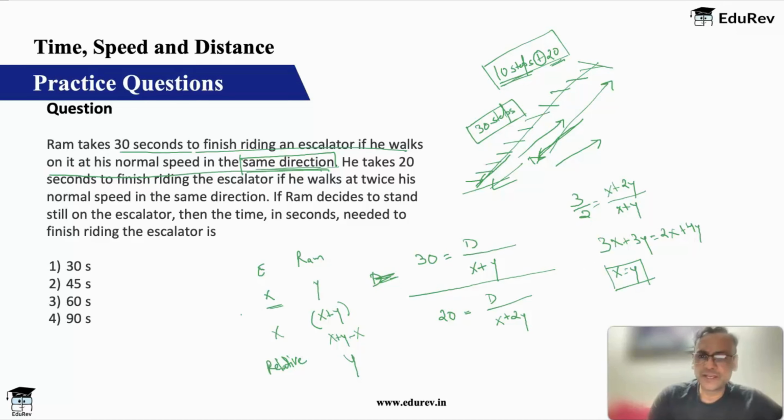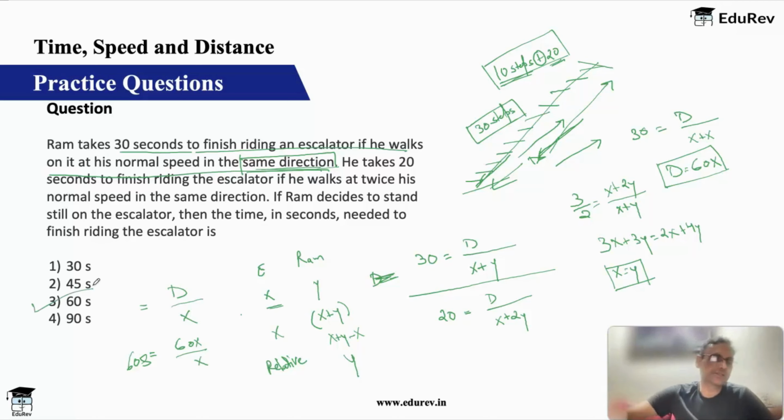Okay, distance also then we can calculate in terms of x or y. So 30 is equal to d upon x plus x, or 2x. So d is equal to 60x. Okay, then the question says if he decides to stand still on the escalator, then the time taken will actually be distance upon only escalator speed because he is not moving. So it will be 60x upon x, which will be 60 seconds. He will take 60 seconds to reach the top.